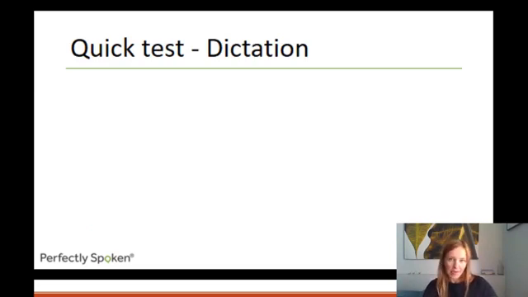Okay. So now for this section, you need a pen and some paper. Okay. You need your notebook. And I'm going to dictate some sentences to you.